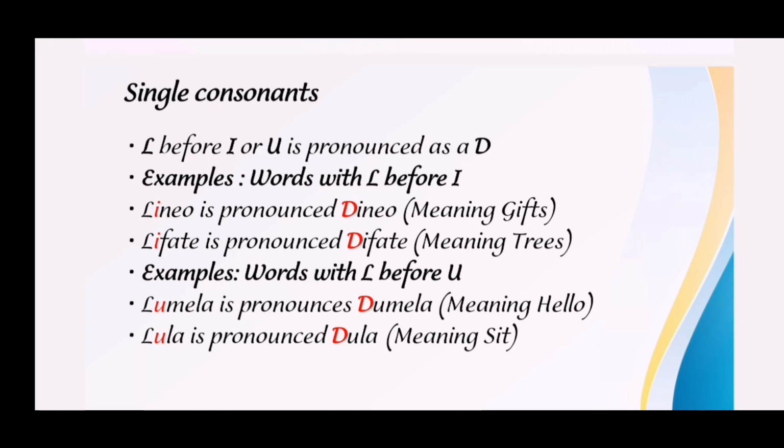All right. So when L is before I or U, it is pronounced as a D. So whenever you have a word in Sesotho and the first letter is L and it is followed by either I or U, the pronunciation for L automatically changes to D. So here follows some examples with the words with L before I, and then the next one I'm going to be doing with L before U.